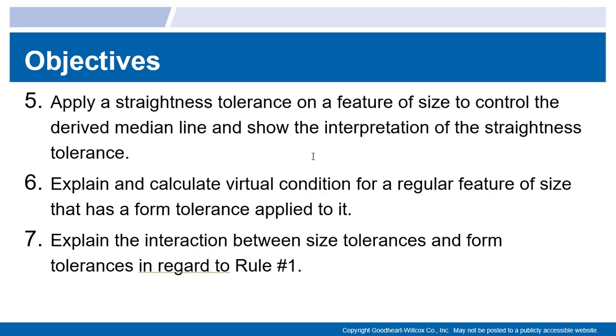Number five, apply straightness tolerances on a feature of size to control the derived median line and to show the interpretation of the straightness tolerance. Number six, explain and calculate the virtual condition of a regular feature of size that has a form tolerance applied to it. And seven, explain the interaction between size tolerances and form tolerances in regards to Rule 1.